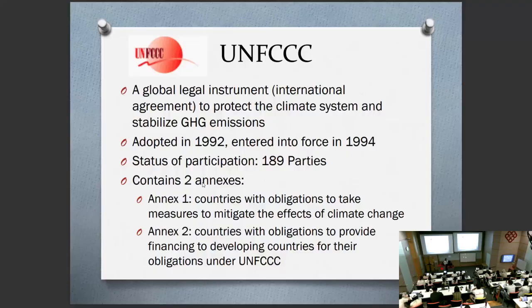So Annex 1, like Group 1, would be the countries with obligation to take measures to mitigate the effect of climate change. They are the ones who should take action, use some measures to reduce the carbon emissions. And the countries in Annex 1 would be developed countries.